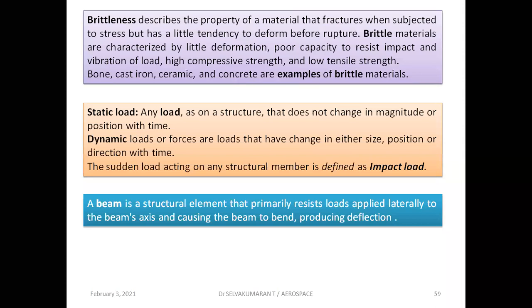What is a beam? A beam is a structural element that primarily resists loads applied laterally to the beam's axis and causing the beam to bend, thus producing deflection. A beam is nothing but a horizontal structural member on which the load is applied perpendicular to the longitudinal axis of the beam, so that the beam bends and produces deflection.